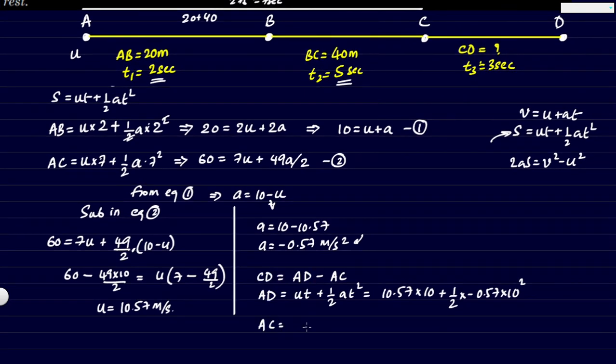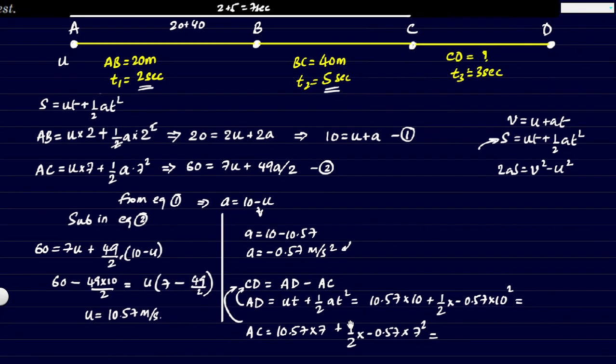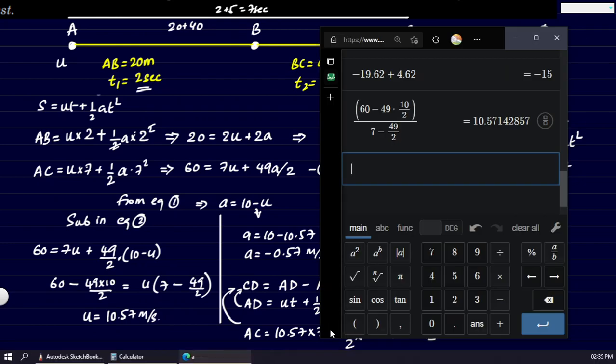And coming to AC, we'll have to again apply the same equation. Initial velocity remains the same, that is 10.57. The time taken for A to C is 7 seconds, and plus 1 by 2 into minus 0.57 is the acceleration, and again the time taken is 7 square. So let's find out these two values, and when we substitute them both here, we will get the value of CD that is asked. So let's go ahead, do the calculations.